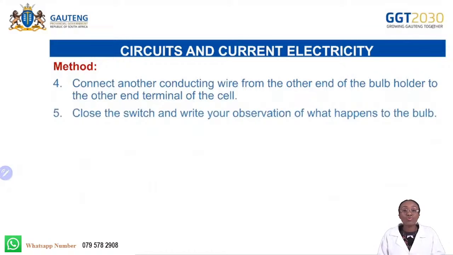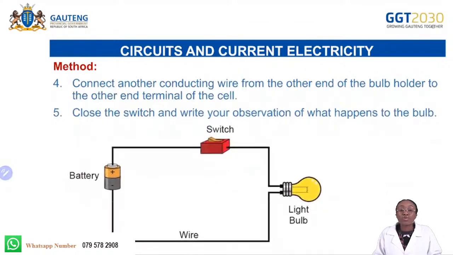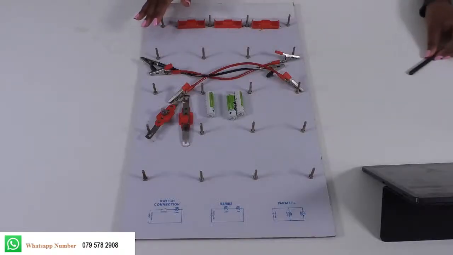Then what we're going to do is, when we have set everything up, we are going to close the switch. So this is a diagram to basically represent what we're going to do. We're going to have three conducting wires. One conducting wire is going to be connected from one terminal of the cell to one side of the switch. The second conducting wire is going to be connected from the other side of the switch to one side of the bulb, and then the third conducting wire will be connected from the bulb to the other terminal of the cell.